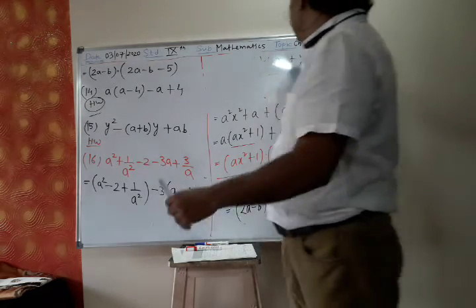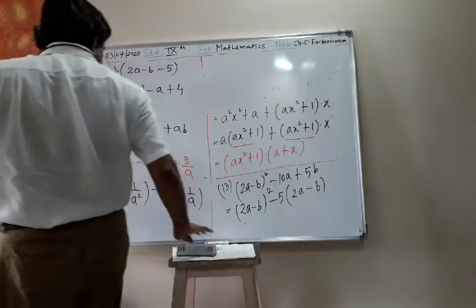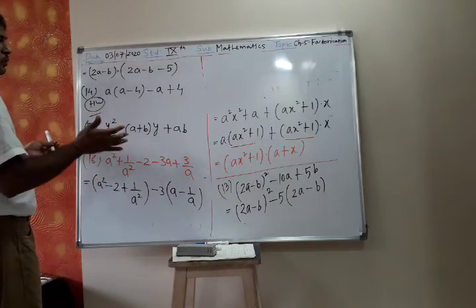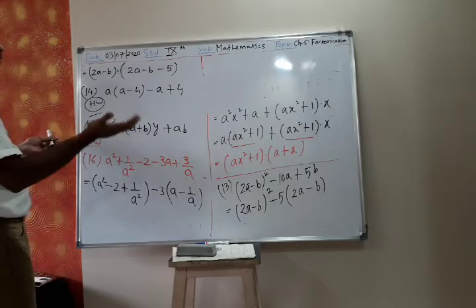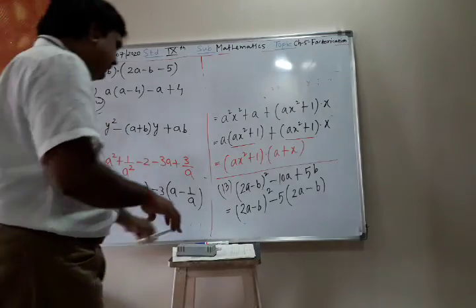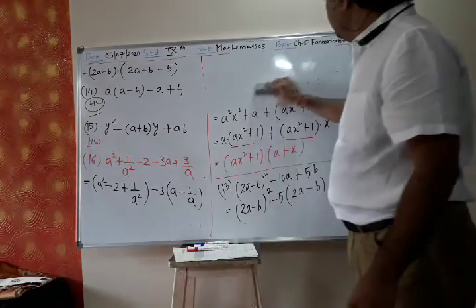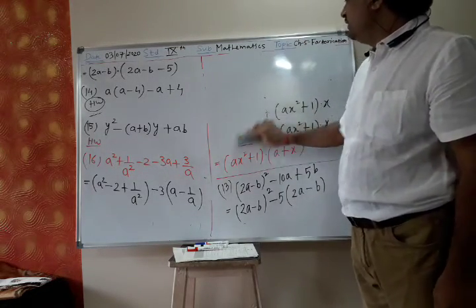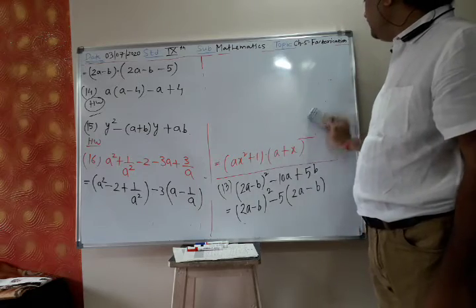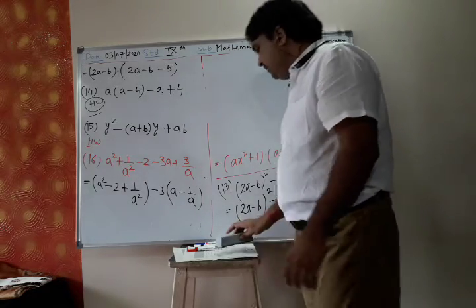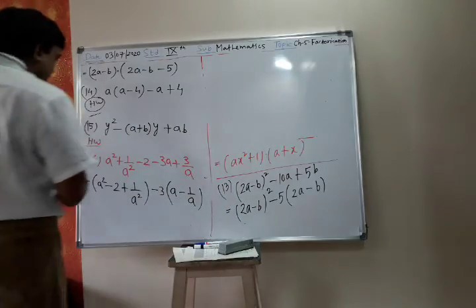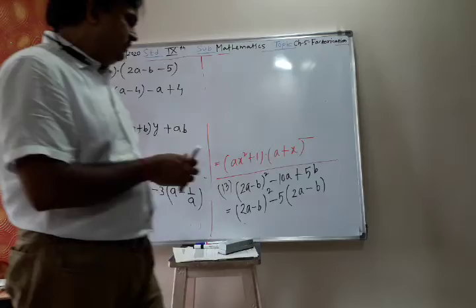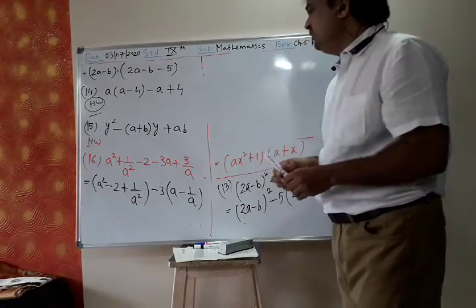Total how many terms are there? Total there are 5 terms: 1, 2, 3, 4, 5. So naturally while grouping you have to take 3 together and 2 together. With 5 terms, on one side it will be 3 terms, on the other side 2 terms. So the first 3 terms I am taking together, because in expansion we have seen the formula. What is a square plus 1 upon a square minus 2?